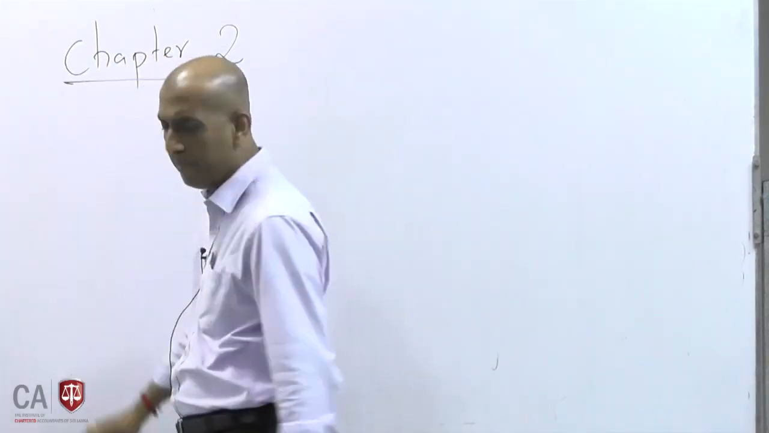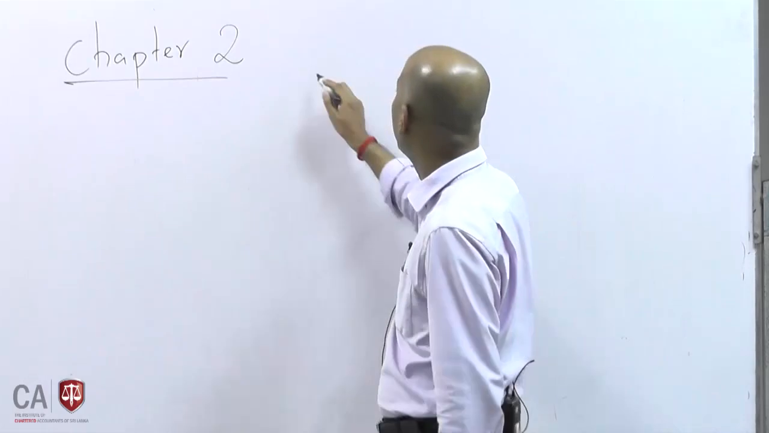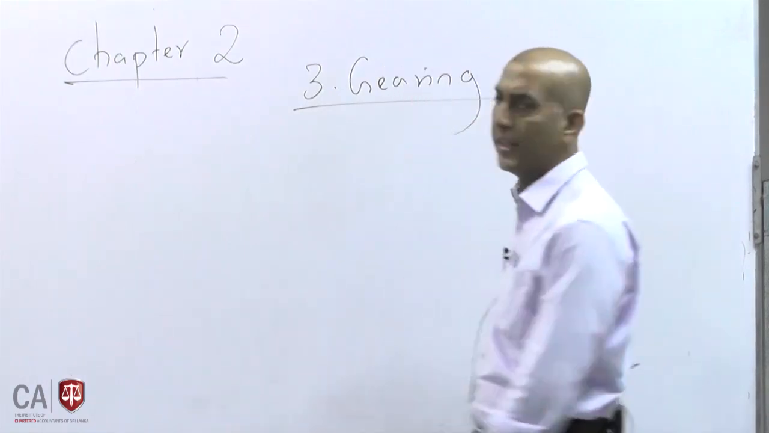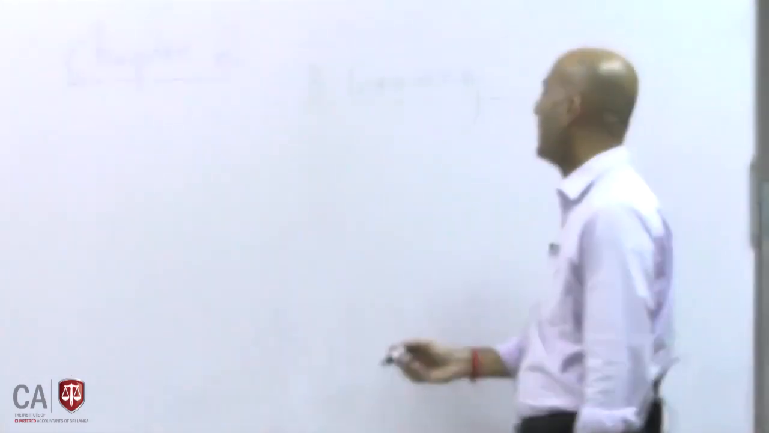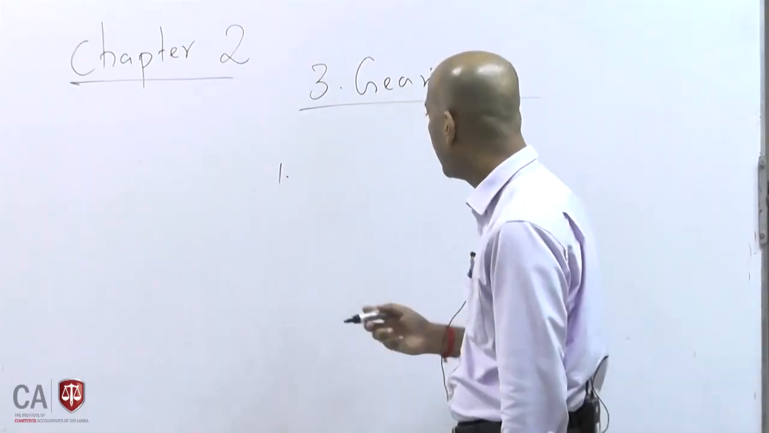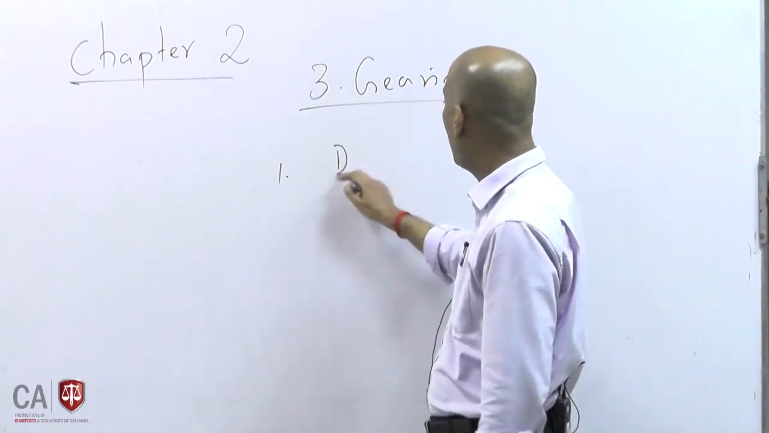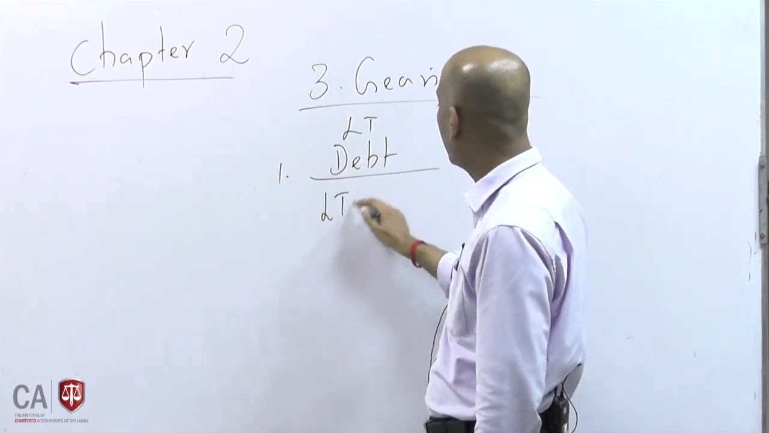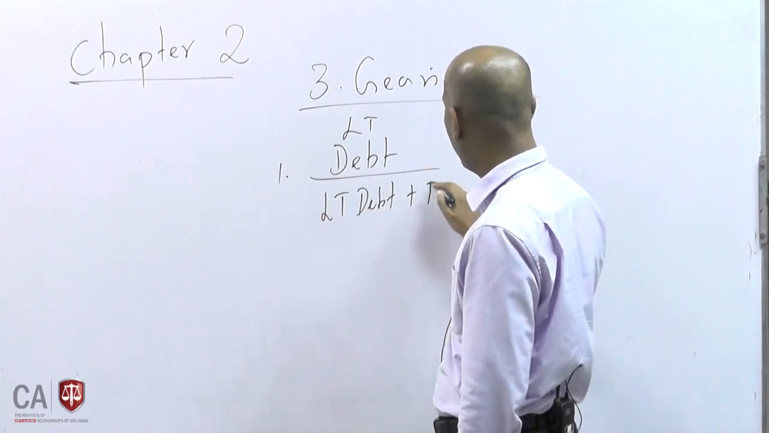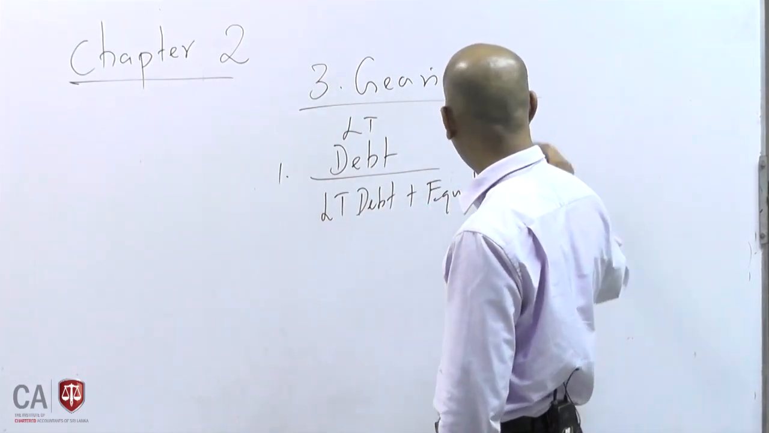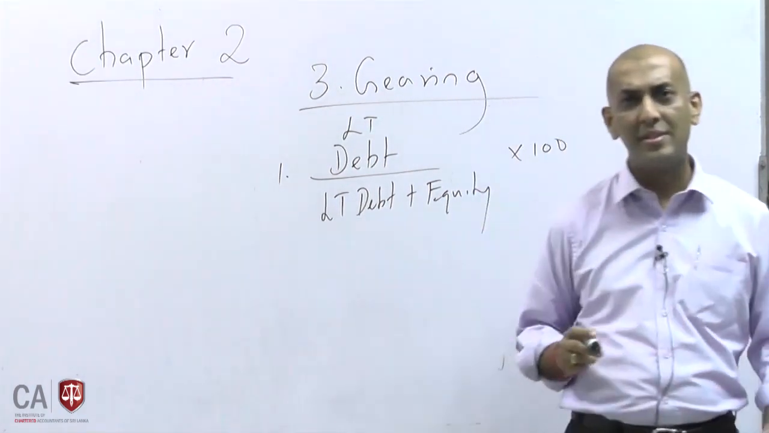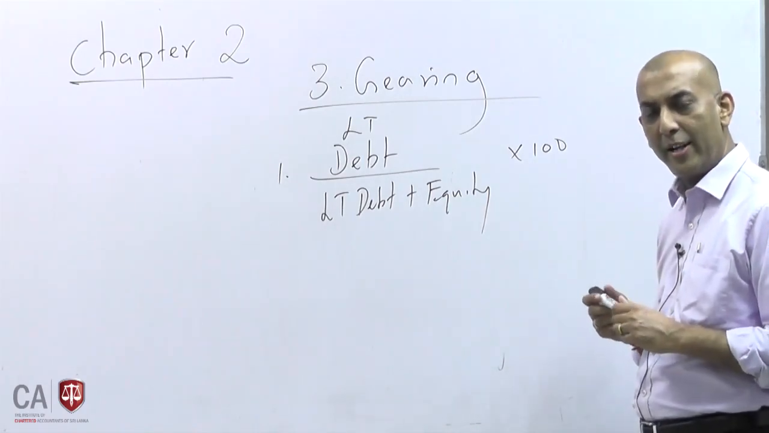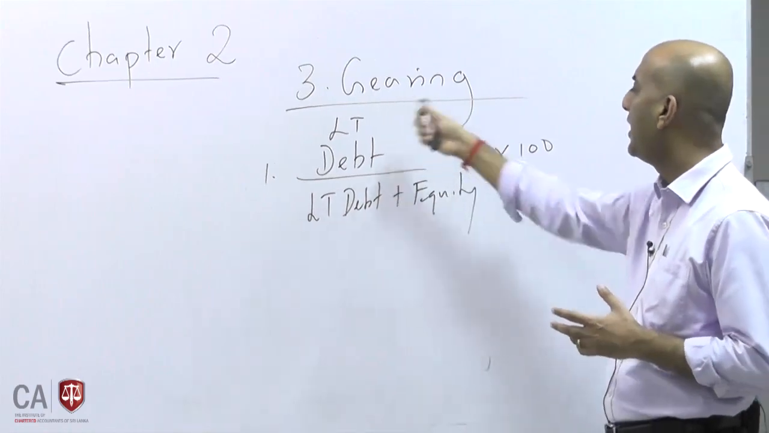Then the other main ratio, the third ratio, is the gearing ratio. What is the gearing ratio? I think in the previous session I touched upon the gearing ratio. It's your debt capital, long-term debt, divided by long-term debt plus equity, into 100. Debt divided by debt plus equity. So this is the gearing ratio.